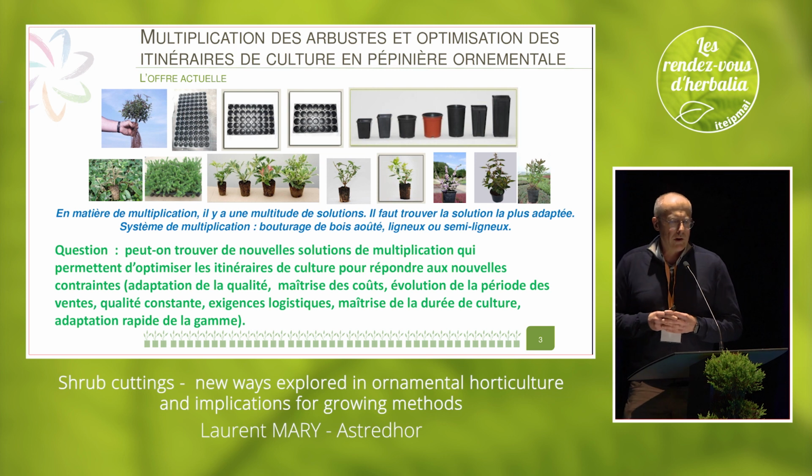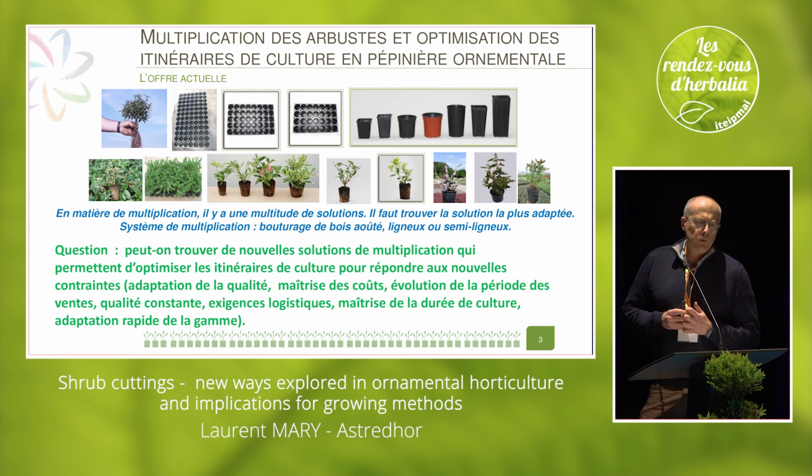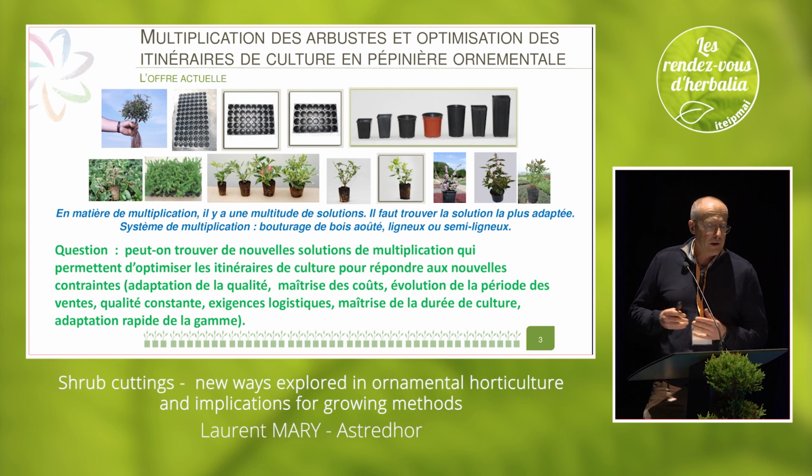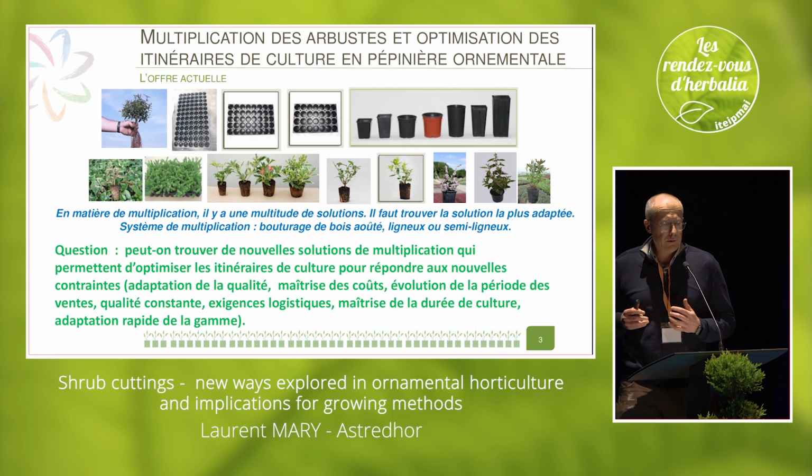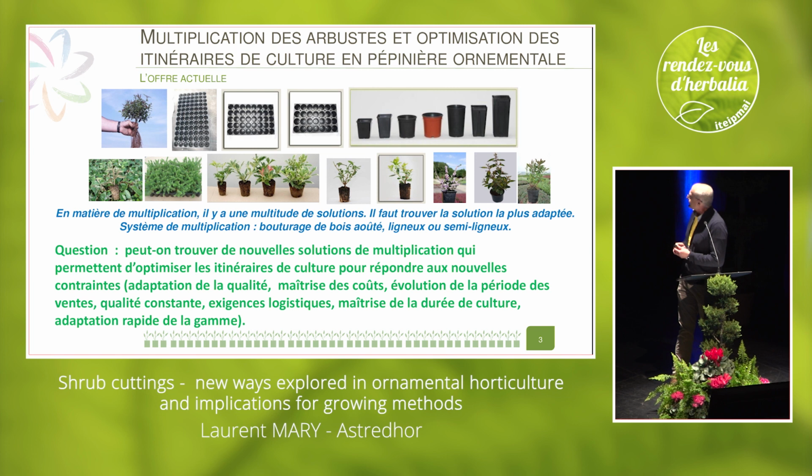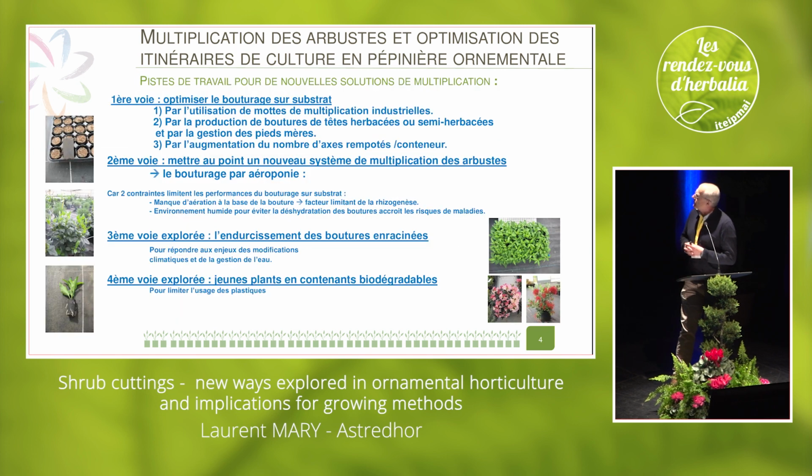complication. So we have to look at new systems for multiplication which allow us to optimize the methods, the breeding methods, production methods. So adapting quality, cost management, looking at evolution in sales periods, looking at the constant quality over the course of the year. And of course, we have to respond to logistic needs and manage the length of time of the cultivation period, and also be able, essentially, to adapt the range. So this is the work that we've developed in order to answer these questions.